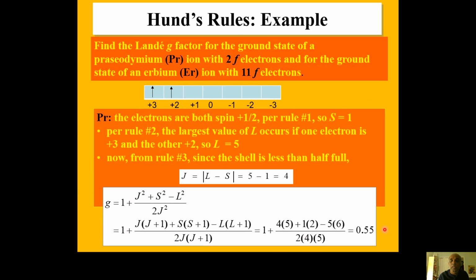So if you calculate this one, you get Landé g factor as 0.55. Then if you want to write this in spectroscopic notation, L is 5. L = 5 means 0, 1, 2, 3, 4, 5. That is H, right? So this should be H. Here S is 1, so 2S plus 1 is 3. Then J is 4. So this is the spectroscopic notation, 3H4.